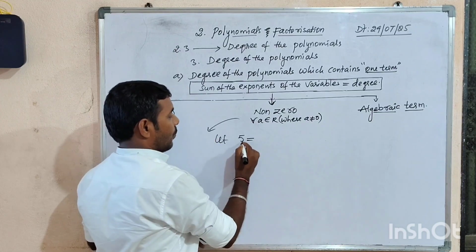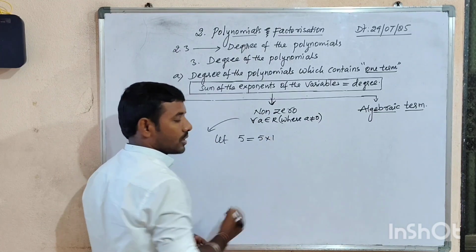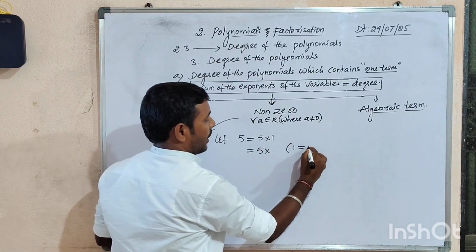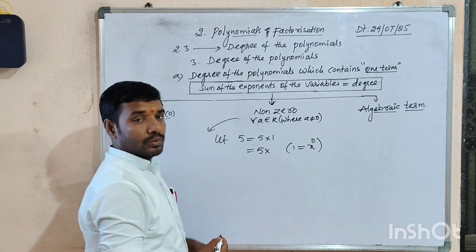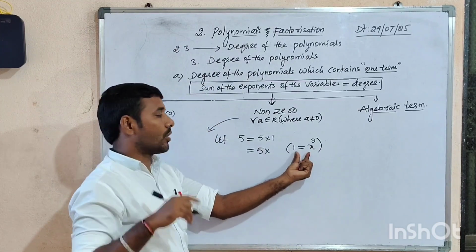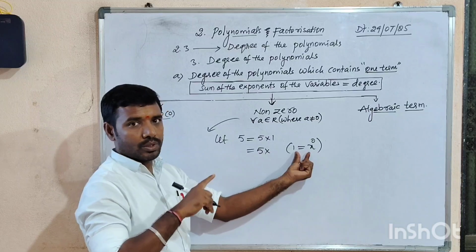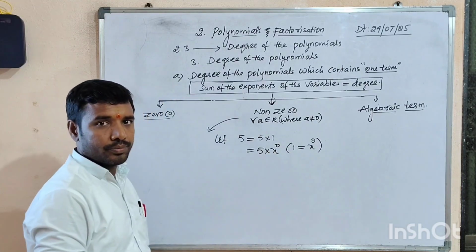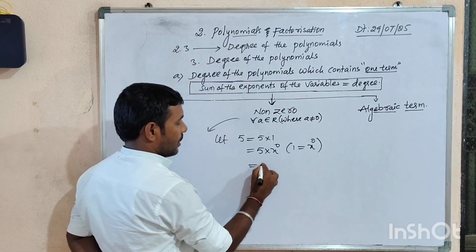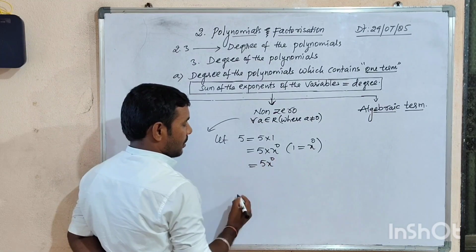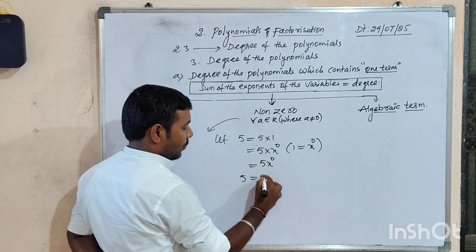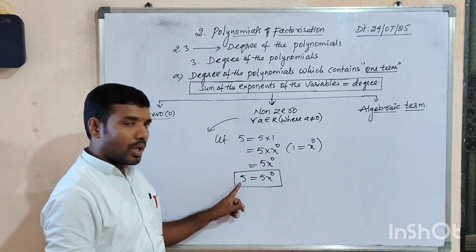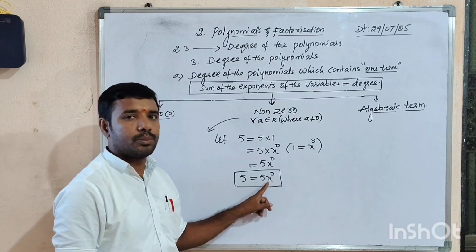Now the task is to convert this 5 to an algebraic expression. Listen carefully. 5 is equal to 5 into 1. No doubts. Now, instead of 1 I want to write x to the power of 0. This we discussed in the powers and exponents topic. Everybody knows very well about this. Then multiplying both, 5x to the power of 0. So 5 is equal to 5x to the power of 0. Observe carefully: the numerical expression is converted to an algebraic expression.